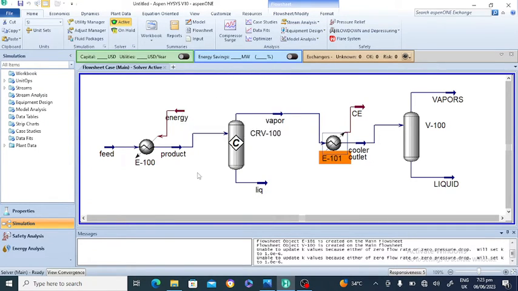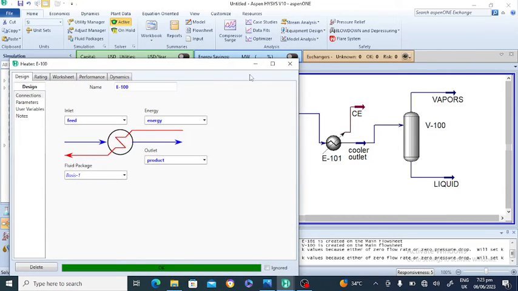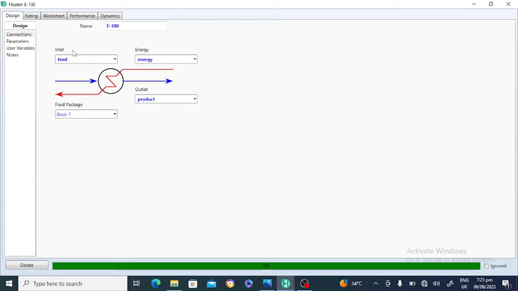Now we will check the molar flow rate. Here you can check the heater duty. So double click on the heater, and here you can check the heater duty. Go to the parameter, and this is the delta T across the heater, and this is the heater duty. You can check this one.